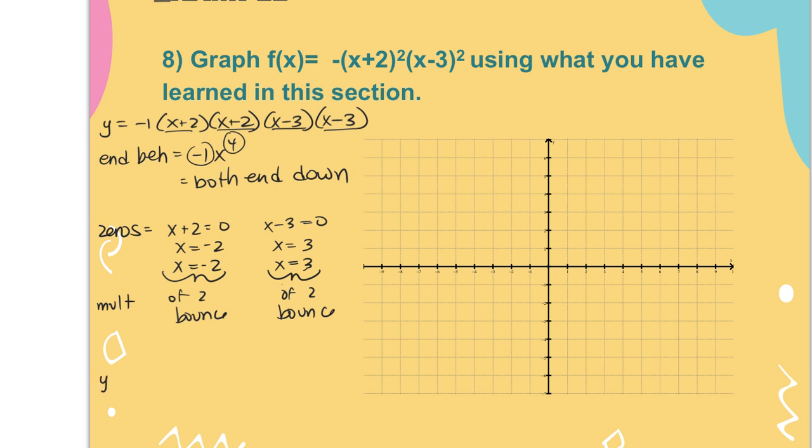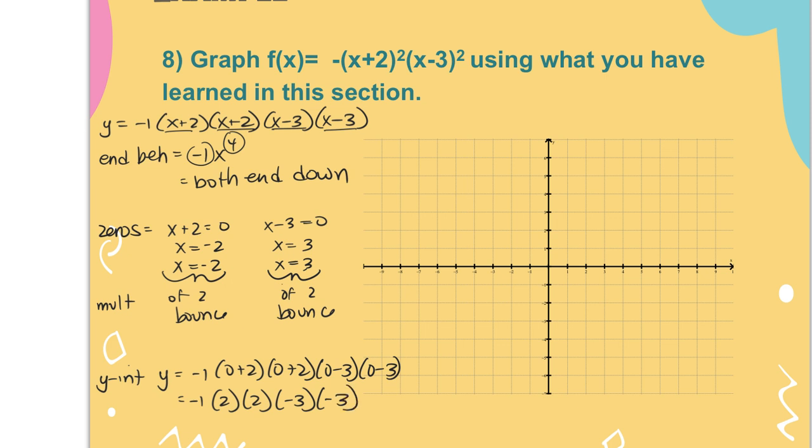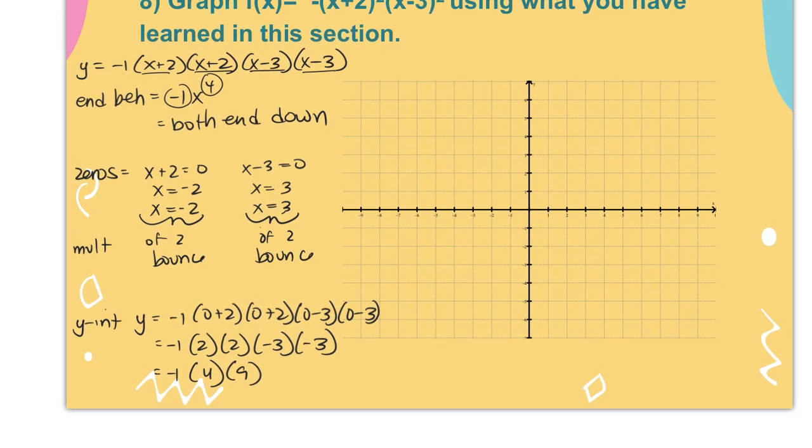Last but not least, I want to find my y-intercept, and I'm going to find that by setting my x equal to 0. So 0 plus 2, 0 plus 2, 0 minus 3, and 0 minus 3. So it's going to be -1 times 2, 2, minus 3, minus 3. So -1, 2 times 2 is 4, and -3 times -3 is 9. So this is going to be -36. So when x is 0, y is -36.